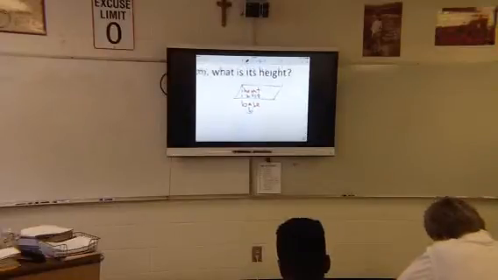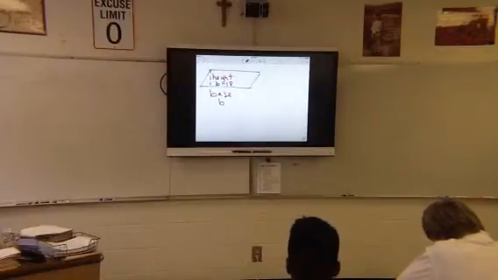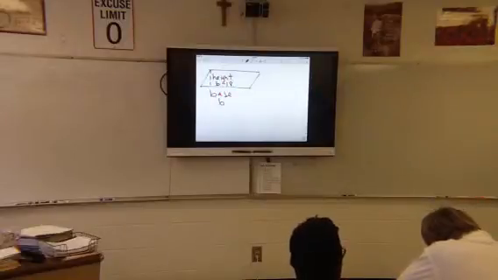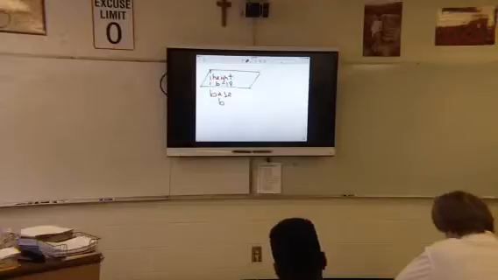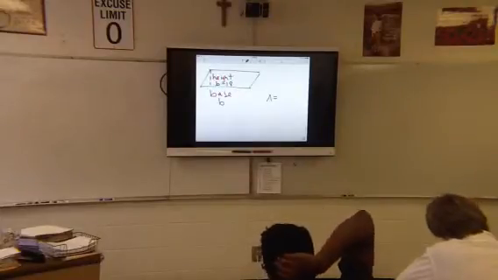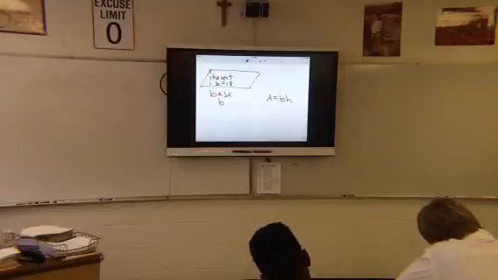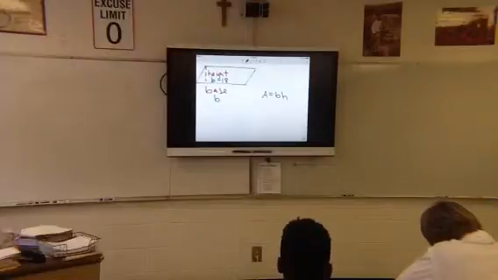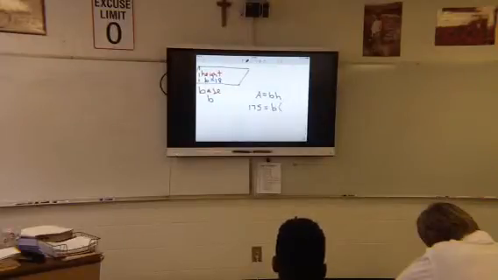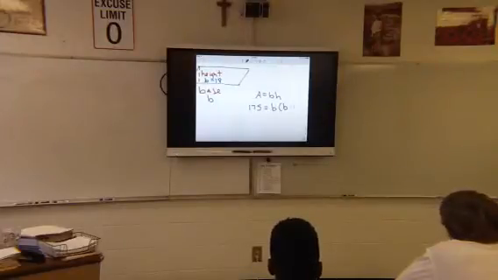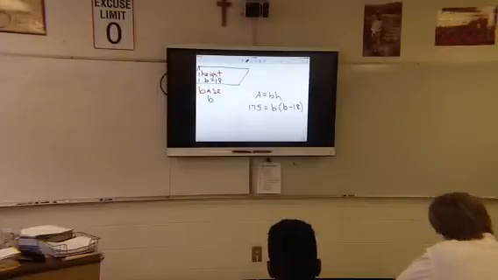Now, does anybody know how to find the area of a parallelogram? Base times height, yep, you guys are right. It's just like a rectangle. So I'm going to take area equals base times height. What was my area? Did they give you a value for area? 175. So I got 175 equals base, which is going to stay as base. And what is the height going to be? B minus 18, whoever said that.